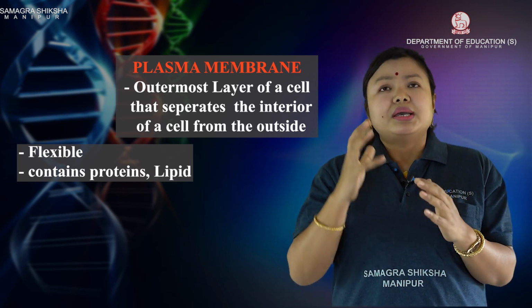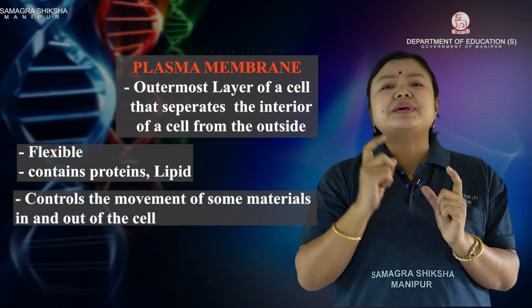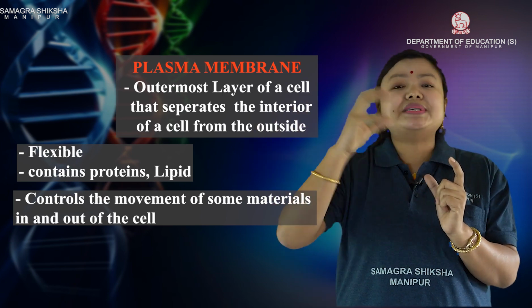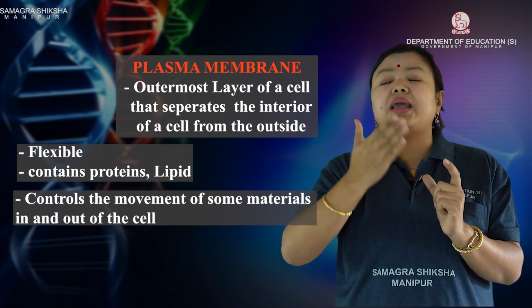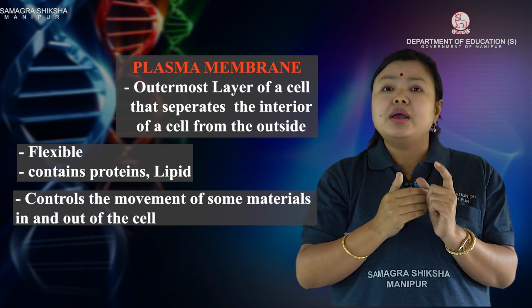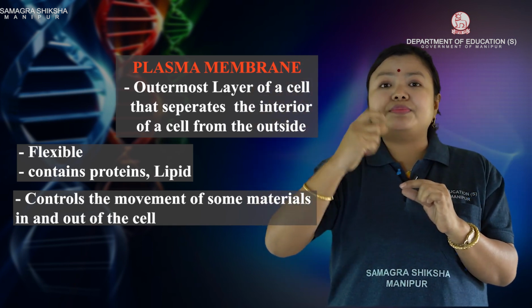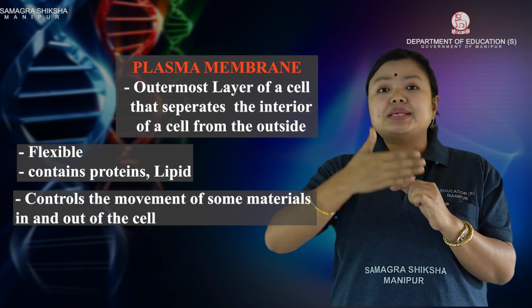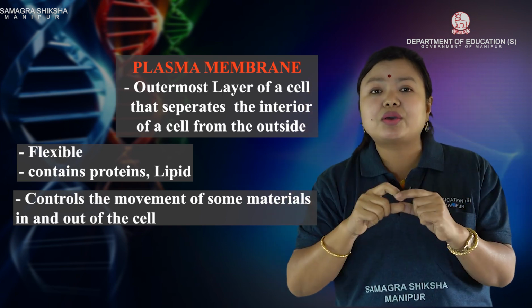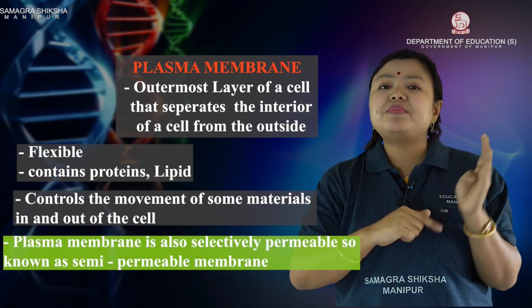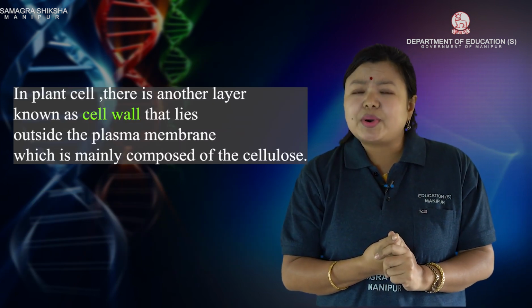Then what happened? It controls the movements of some materials in and out of the cell. Then not only that, what happened? They even prevent the movement of some materials. So plasma membranes are also known as the semi permeable membrane. Okay, in plant cells, what happened?